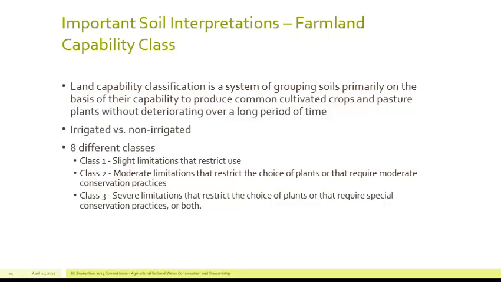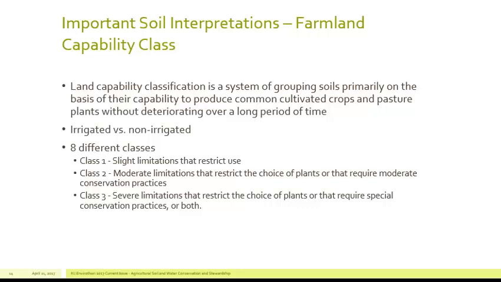Class 3 soils are moderate soils. They're steep sloped. They often suffer from erosion or rainfall irregularity. They're inherently low in soil fertility. And these soils really need adequate plant cover for erosion and to maintain structure, and they often require drainage.